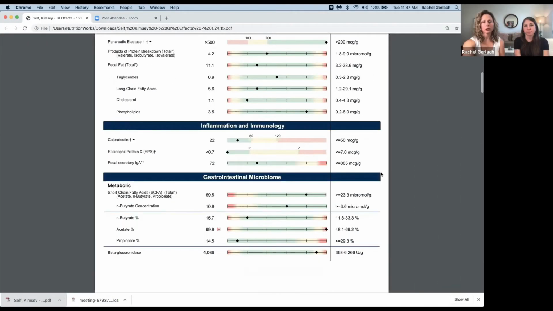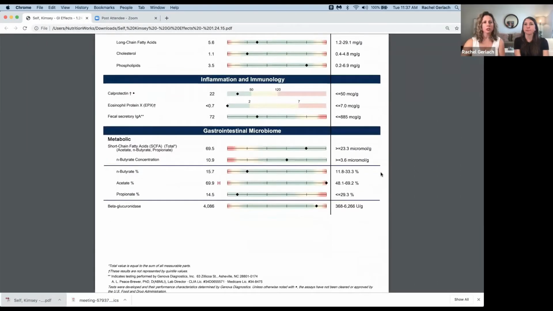Okay, so let's look at your inflammation and immunology of this client. Perfect. So inflammation and immunology, there's three different markers as you see here. They're listed in descending order of most severe down to least severe, most specific down to least specific. So calprotectin is a very reliable marker for indicating the potential for irritable bowel disease.